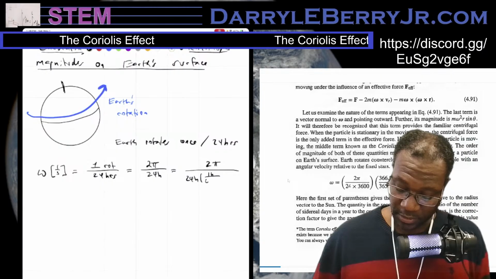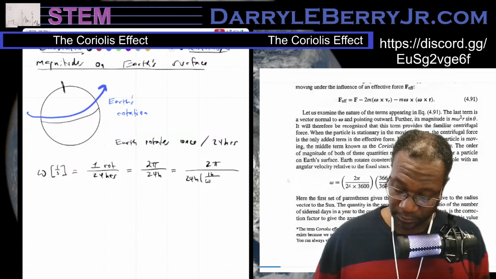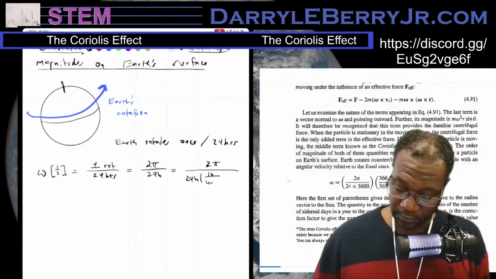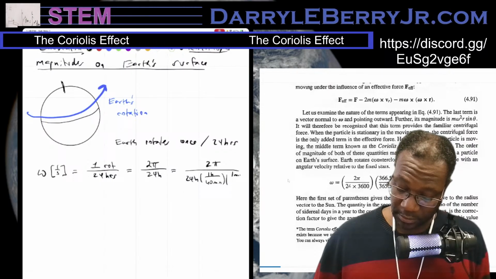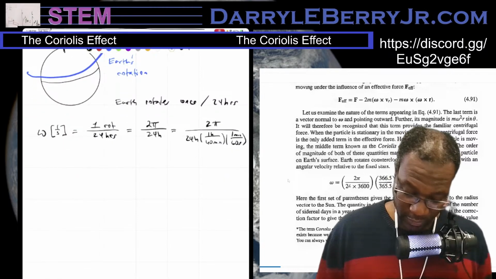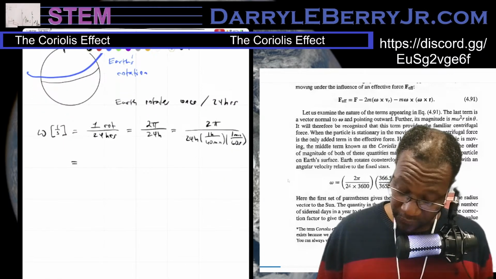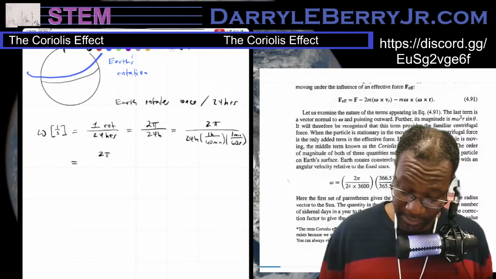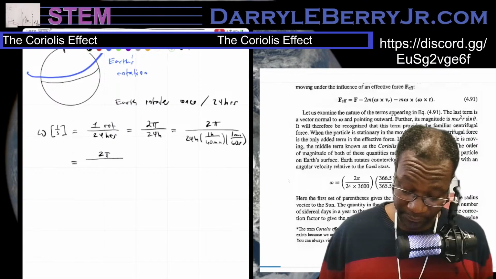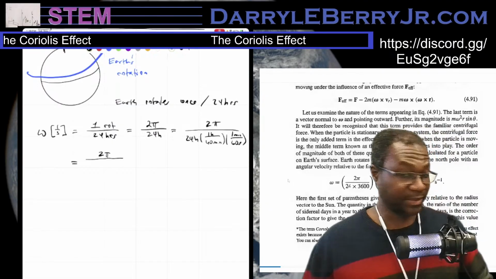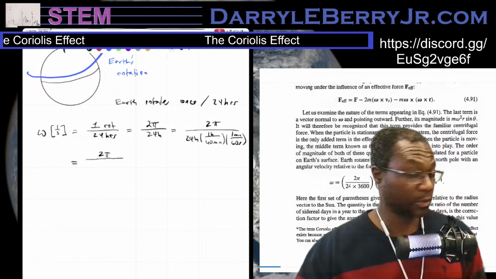And 1 hour is 60 minutes, and 1 minute is 60 seconds. So we have 2 pi divided by 24 divided by 60 divided by 60.